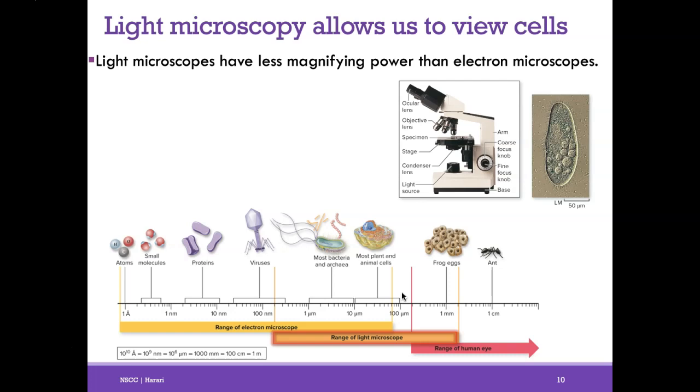And finally, light microscopes have less magnifying power than electron microscopes. They work by transmitting light through cells. And with electron microscopy, you can't view living cells because the electrons kill them. But with light microscopes, you can view living cells.